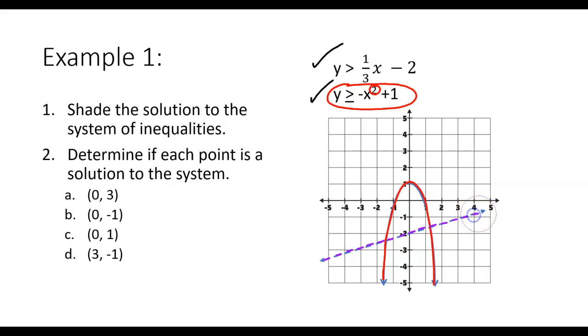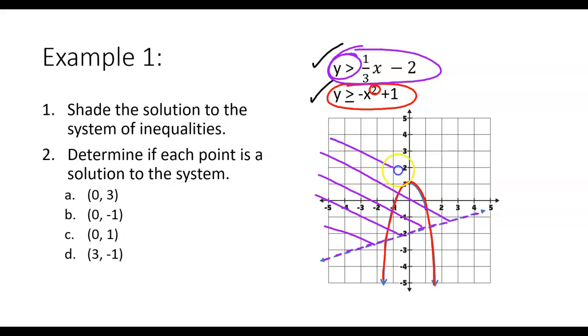So I'm going to color code those just for teaching purposes. If you have different colored pencils, it might help though. But there it is. So we want to shade. So for the purple line, where am I supposed to shade? Above it, because it says y is greater than, right? So I'm going to shade above it.